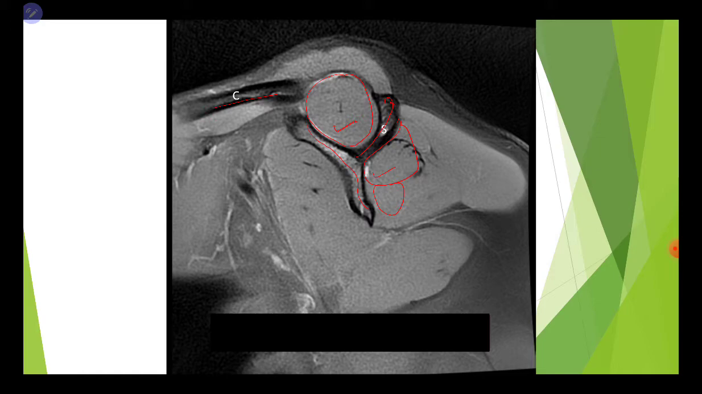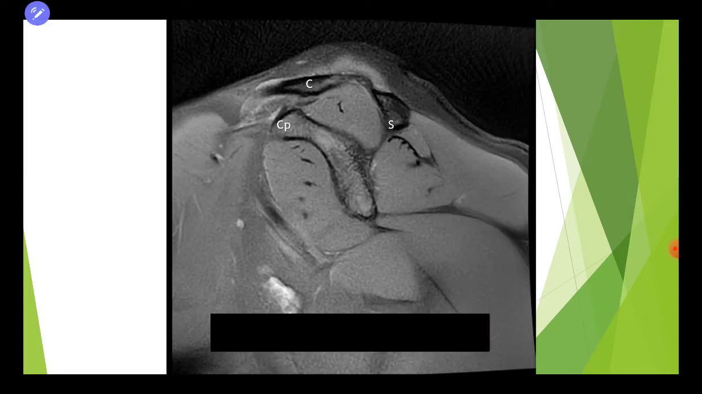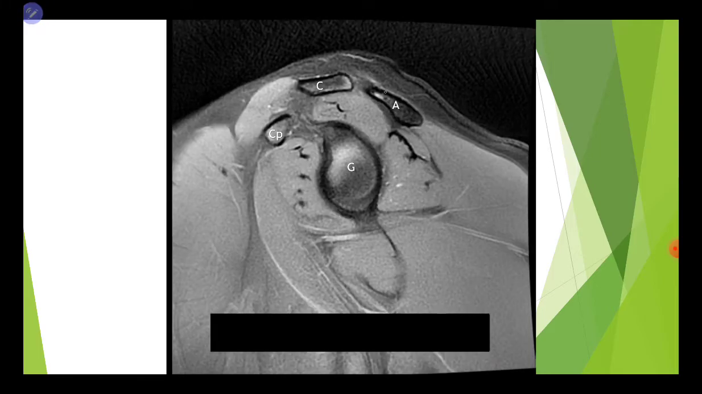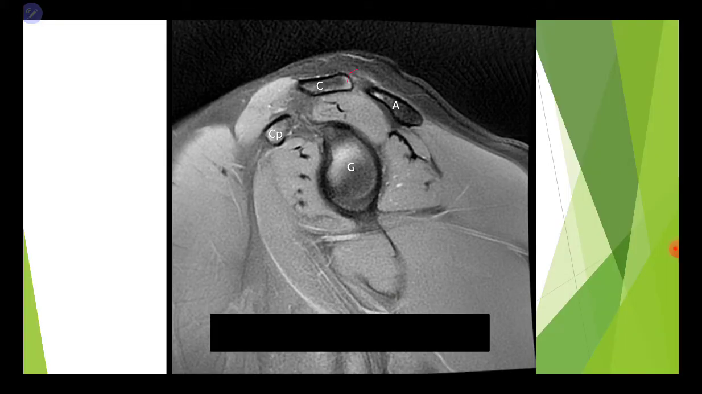Muscles we will deal with in detail in another video. In this video I will be covering only the bony part. So this was the body of scapula and the spine of scapula. As we are moving, we can see this is the coracoid process which points anteriorly, and this is the spine of scapula which projects posteriorly. And here we can see the acromion process and the clavicle are forming the acromioclavicular joint.